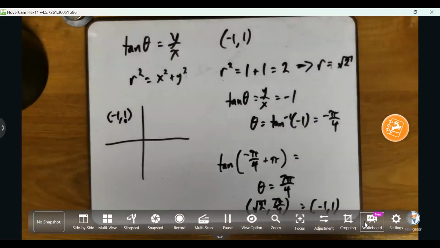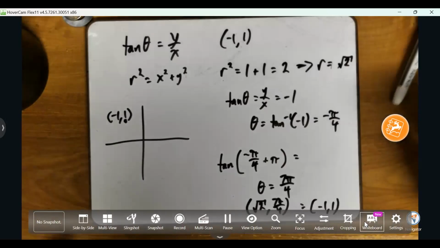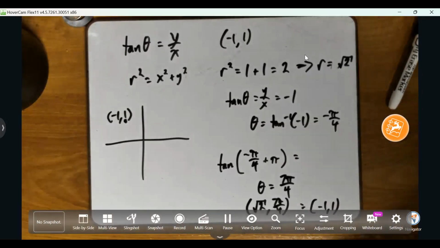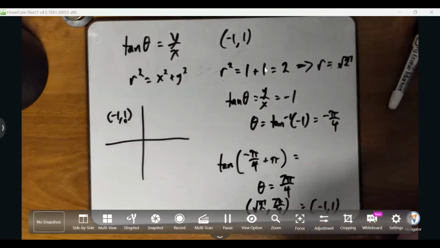All right, so that's just a word of warning, something to pay attention to. It helps to plot the point so you're solving for the right thing and you know that the output makes sense.